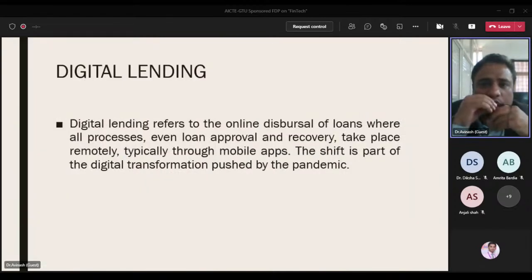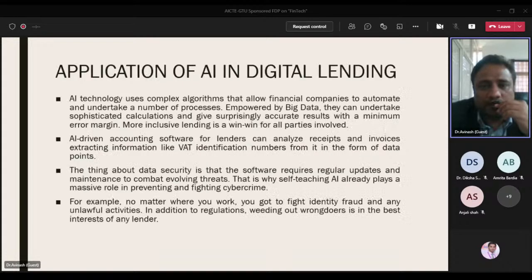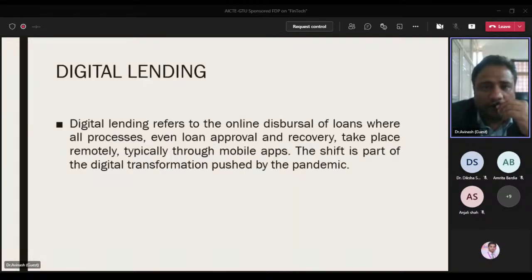Digital lending refers to the online disbursal of loans, where all processes, even loan approval and recovery, take place remotely, typically through mobile apps. So the shift is a part of a digital transformation pushed by the pandemic. Okay, you can see that before the pandemic, digital lending was not that popular, but after the pandemic it has become very popular.